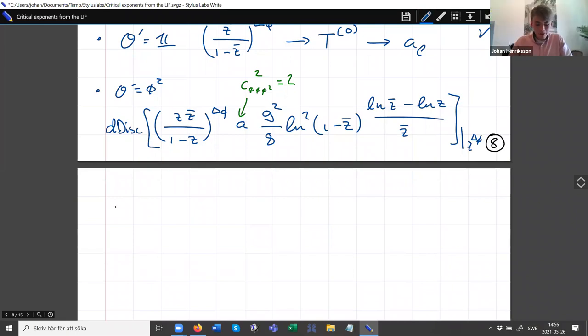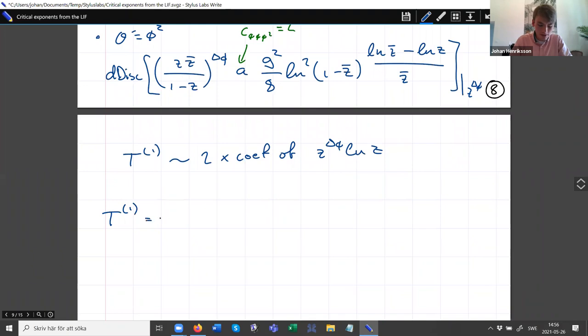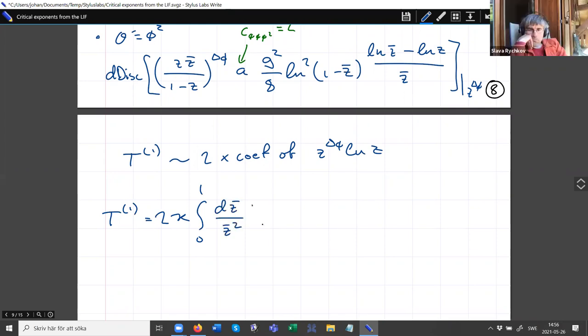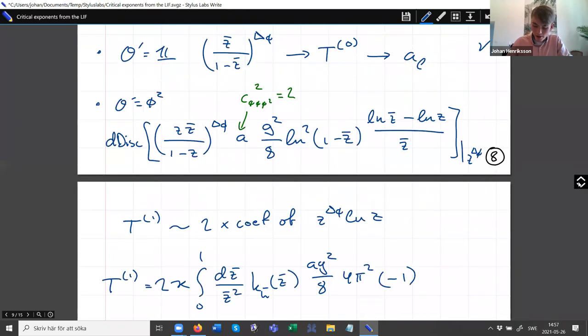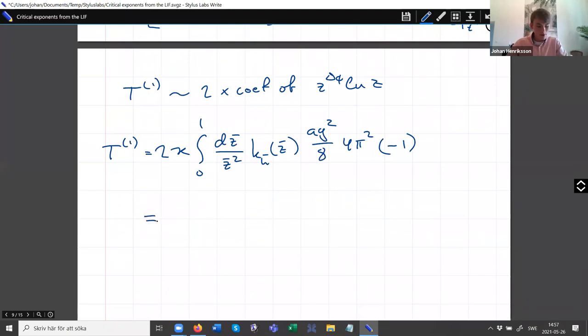So from step one of the procedure, now this, we have a log z, so we have t1, and it's actually going to be 2 times the coefficient of z to the delta phi log z. So t1 would be 2 kappa integral 0 to 1 dz bar over z bar squared k h bar of z bar times g square over 8. Then log squared just gives the double discontinuity for pi square. And then minus 1 from here. And if you put delta phi to 1, the z bar cancels to leading order. And computing this integral, you get 2 gamma of h bar squared over gamma of 2 h bar minus 1, same as we had before, times minus a g square over 8 j square.